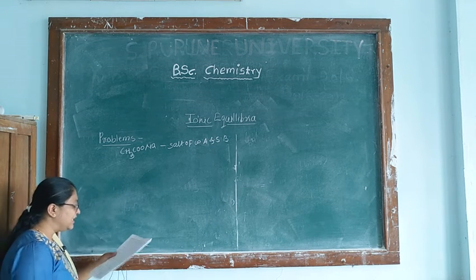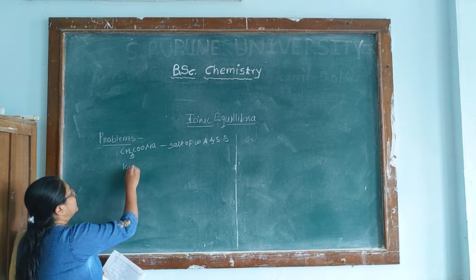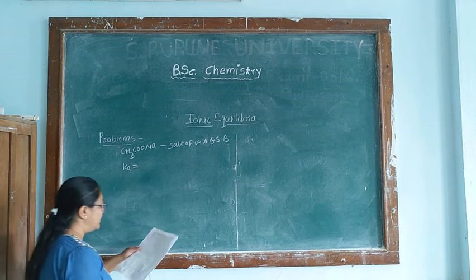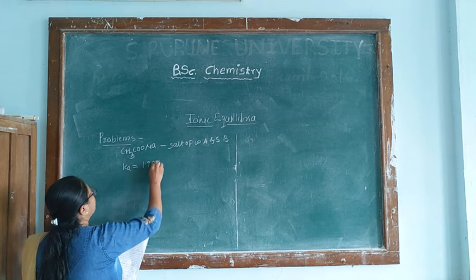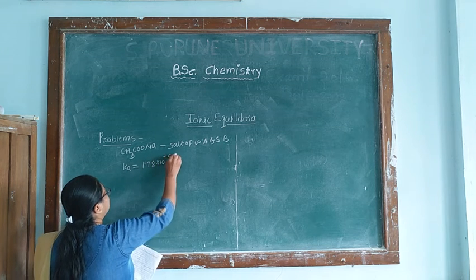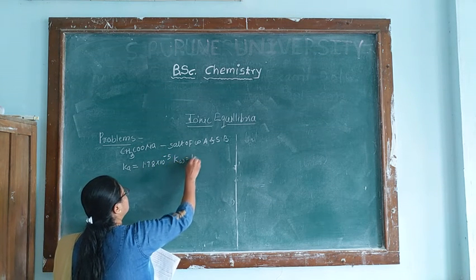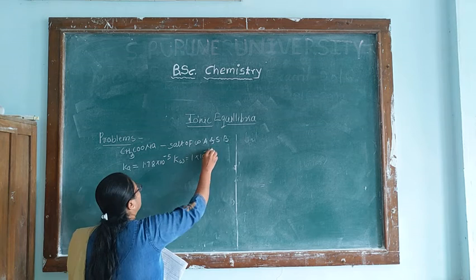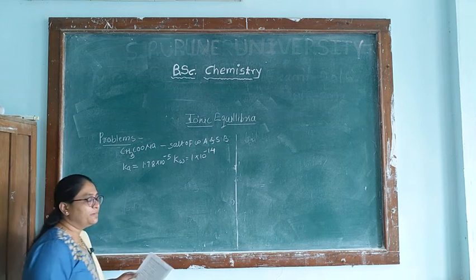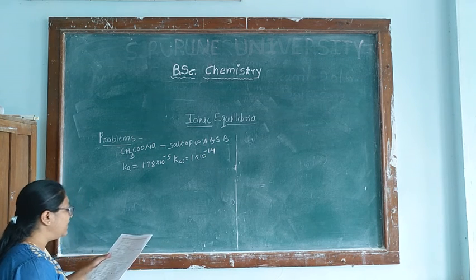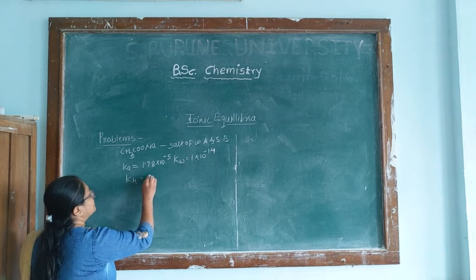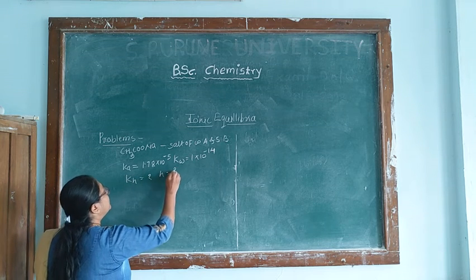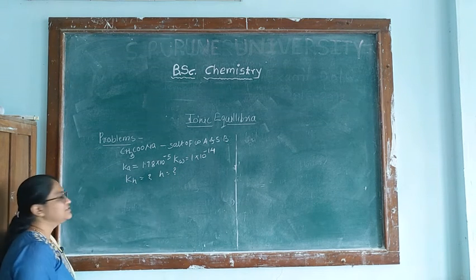And we have been given two values. We have the ionization constant of the weak acid, 1.78 into 10 to the power minus 5, and the ionization constant of water, 1.00 into 10 to the power minus 14. And we are asked to calculate Kh and h, the hydrolysis constant and degree of hydrolysis.